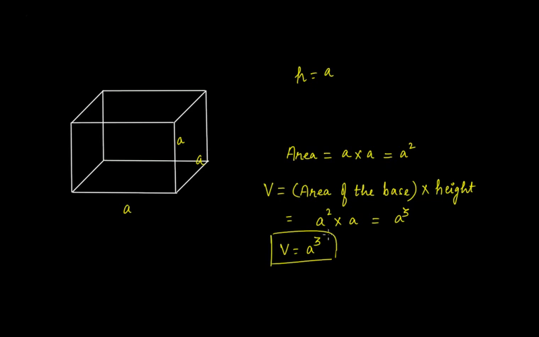So the main thing is that you should remember the volume of whether it is a cylinder, a cube or a cuboid. It's basically area of the base multiplied by its height.